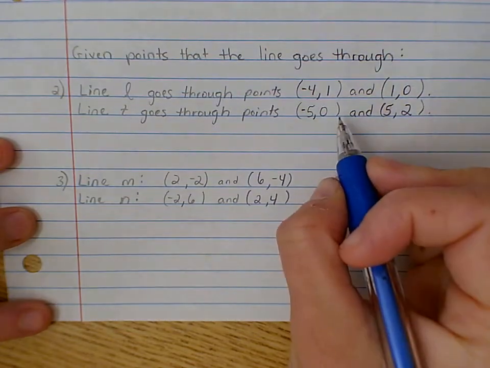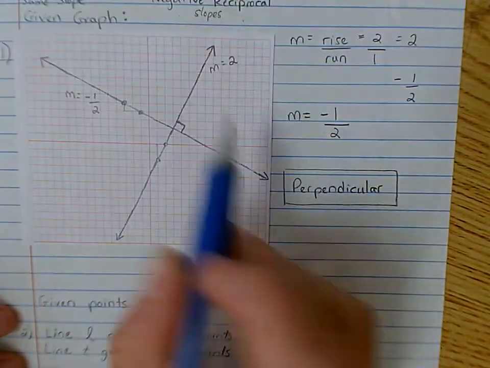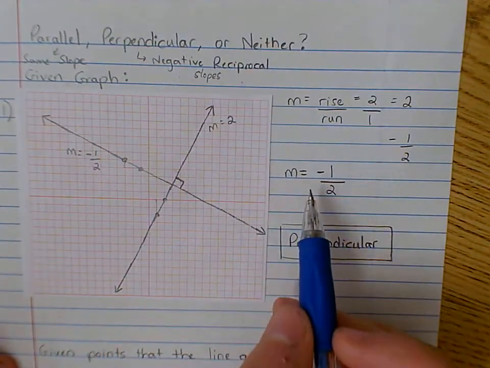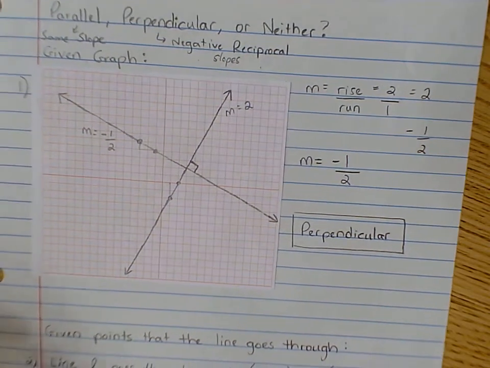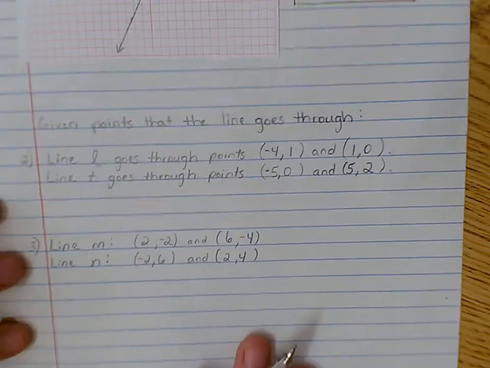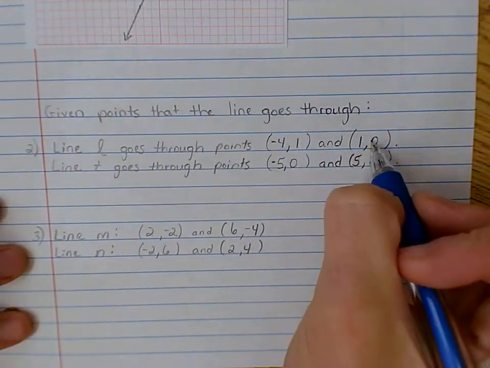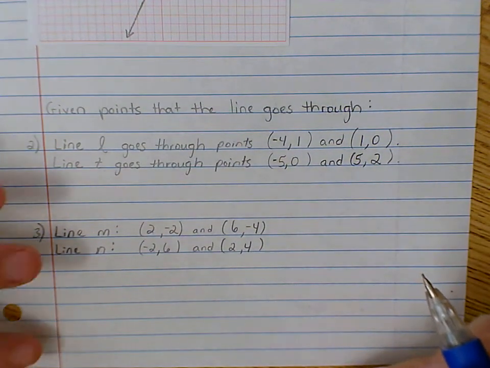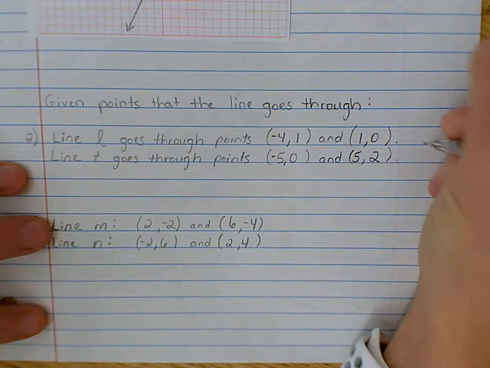And so you could graph it, and you could do exactly what we just did, where you kind of go off of what the graph looks like, and then you find the slope with the rise over run, and there's nothing wrong with that. Or, since they're giving you 2 points that it goes through, you can use the slope formula and find the slope that way. So I'm going to show you how to do that.